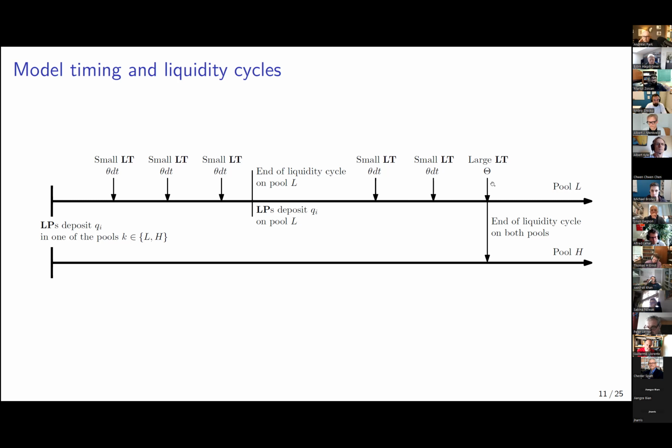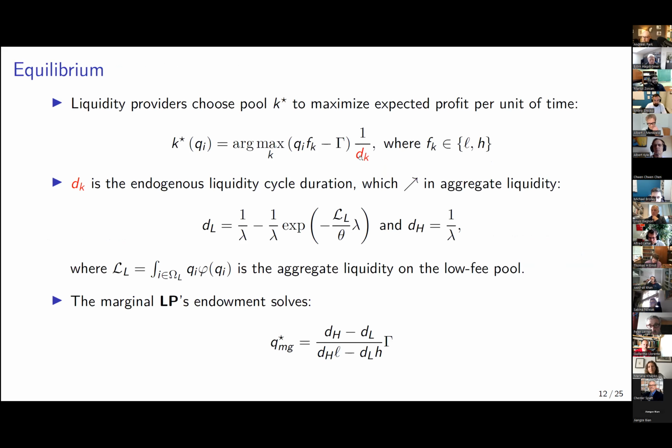Or you can have a liquidity cycle where a large liquidity trader arrives. The large liquidity trader consumes liquidity on both the low and the high fee pool. So that restarts the liquidity cycle again across both pools, right? So you basically have faster liquidity turnover on the low fee pool because that's where all the small guys come, and slower liquidity cycles on the high fee pool because that only ends when you have the large liquidity traders.